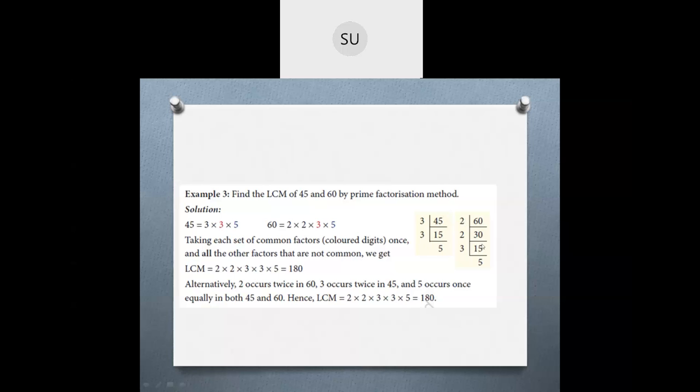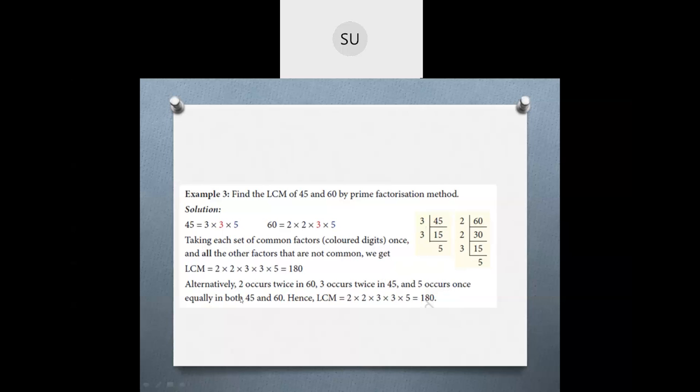So what are the common factors here? There are two sets of common factors. One is for 3 and one is for 5. So you'll take this common factor once, that is this 3 once and this 5 once. So that will be 3 into 5. And then what are the remaining factors that are not common? That is 2. And there's one extra 3 over here, correct? So we'll take 2 into 2 into 3. These are the factors that are not common, into 3 into 5. These are the factors that are common for 45 and 60, correct?